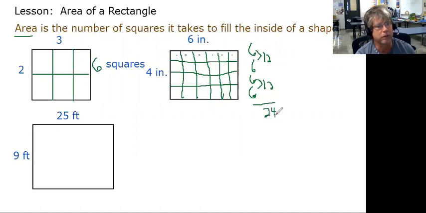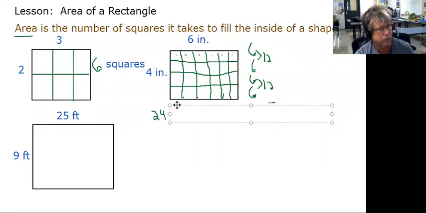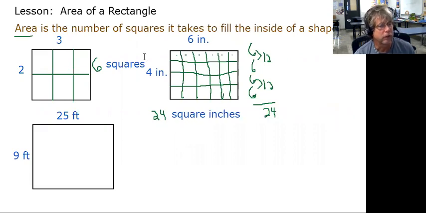So the area of this rectangle, since I'm giving you actual dimensions in inches, the area is described as 24, and we would describe it as square inches. Now, instead of spelling out square inches, what we're also allowed to do is simply say 24, and for square inches, we just put down this notation here, IN with a little 2 above it. And that stands for square inches.